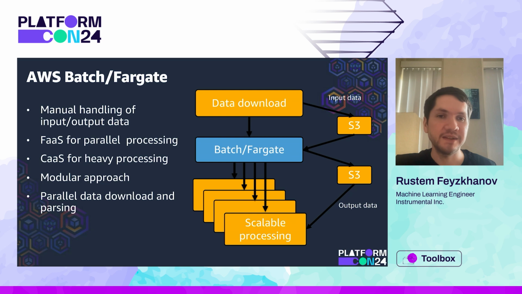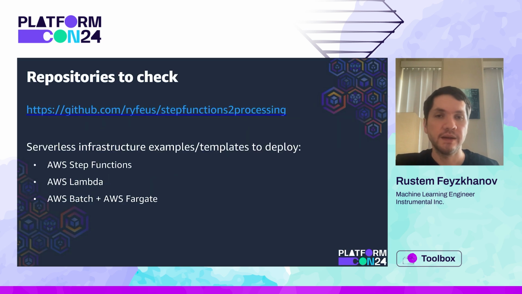One thing to keep in mind here is that with SageMaker, reading and uploading data comes for free. With Batch or Fargate, you will need to implement readers and writers on your own. Feel free to check out this repo, which contains demos which you can deploy into your AWS account, which use Step Functions with Lambda, Batch, and Fargate.